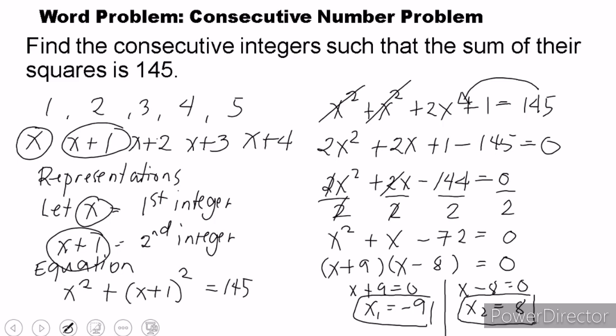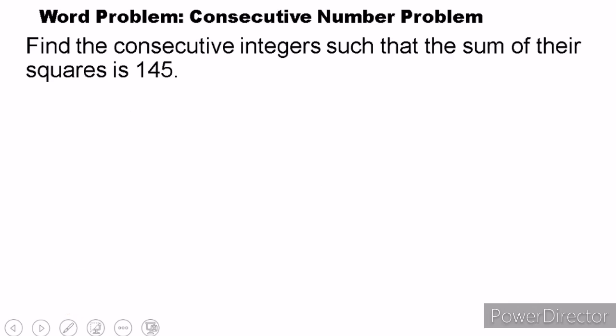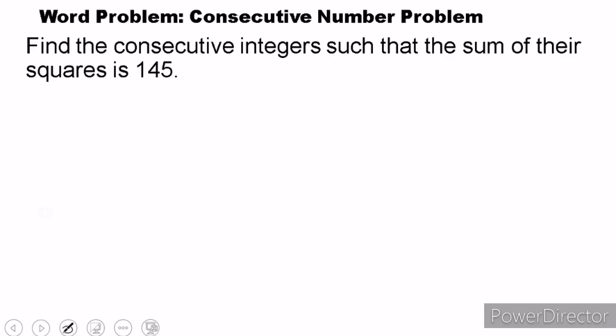Ayan, okay. So, meron na tayong dalawang value ng x. Lagay natin dito, we have negative 9 and positive 8. Erase na lang natin. Negative 9 and positive 8. So, x sub 1 is negative 9. x sub 2 is equal to positive 8.